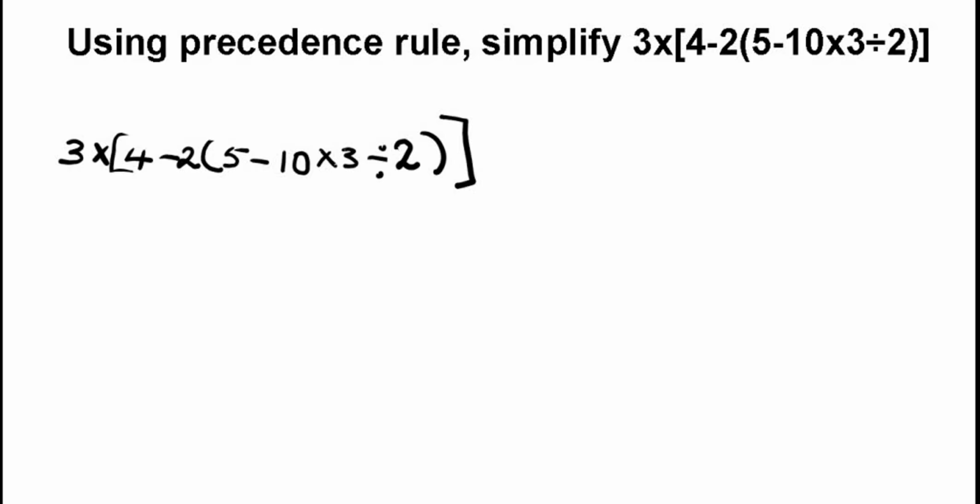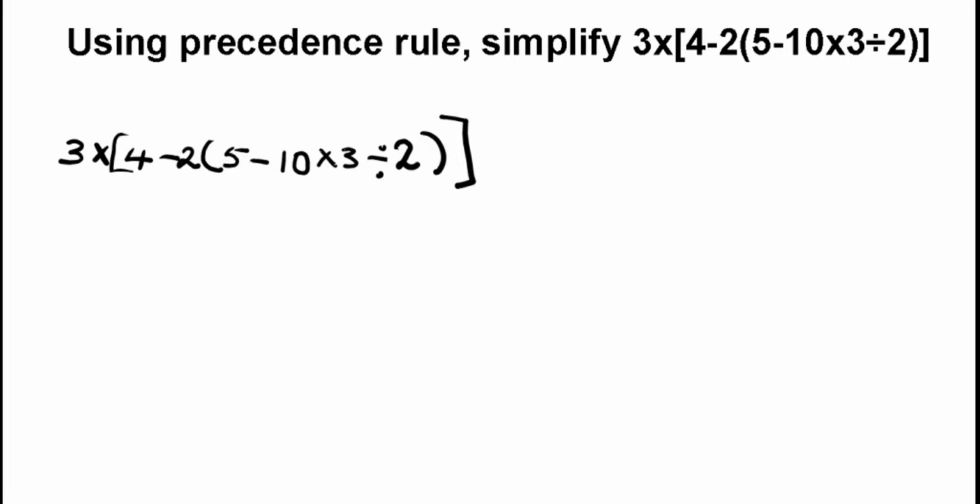In today's class, we are going to look at this simple question. It states, using precedence rule, simplify 3 multiplied by, bracket opens, 4 minus 2, bracket opens again, 5 minus 10 multiplied by 3, divided by 2. The brackets close. Here, we have the ones in the bracket.